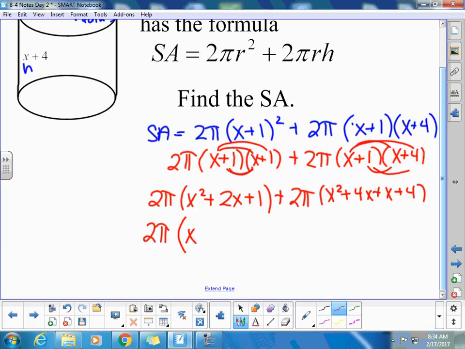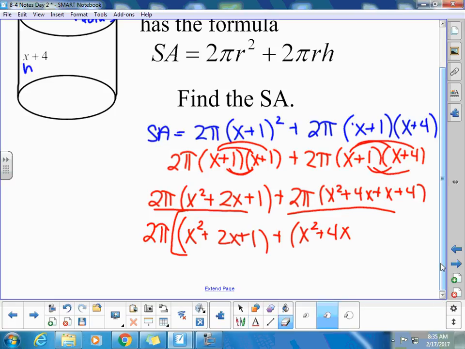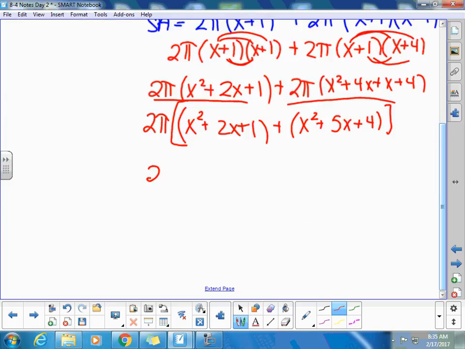And we have x squared plus 2x plus 1. That's if I take it out of this part. And now I'm going to take it out of this part. So I would just have plus, I'm going to put a big parenthesis around here. X squared plus 4x, I'm going to combine those like terms, so I have plus 5x plus 4. And although it looks really messy, we just have 2 pi on the outside. We're still just going to leave that there, and we're going to combine our like terms.